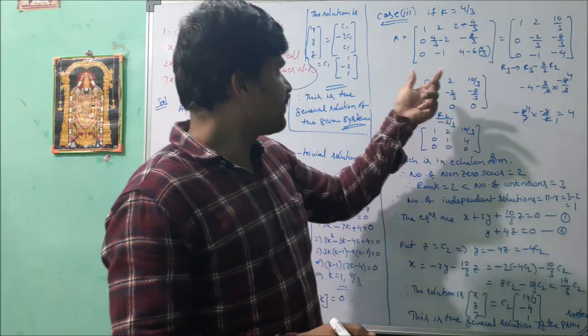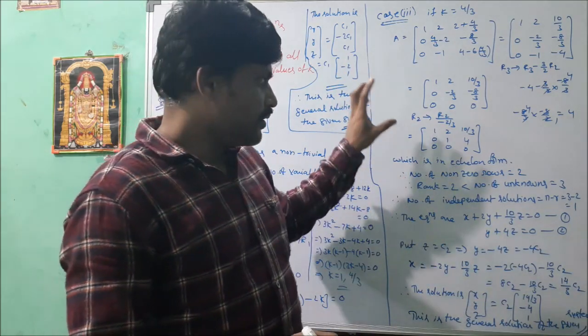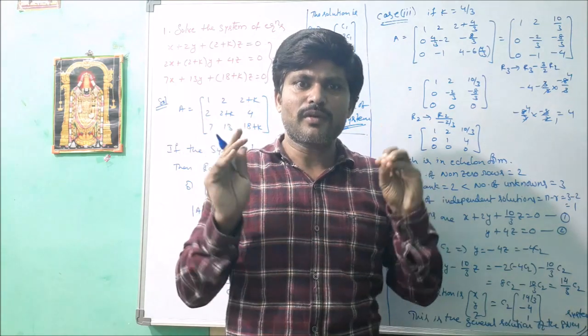Now here in case 2 and case 3, two independent solutions are contained in the given system. So this is the complete solution of the given problem.